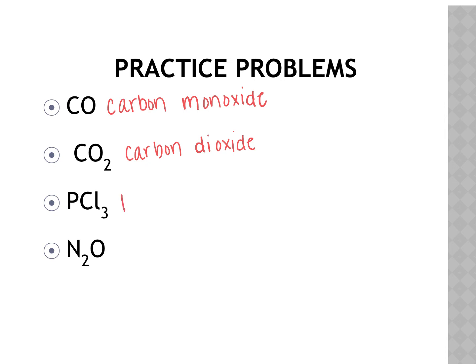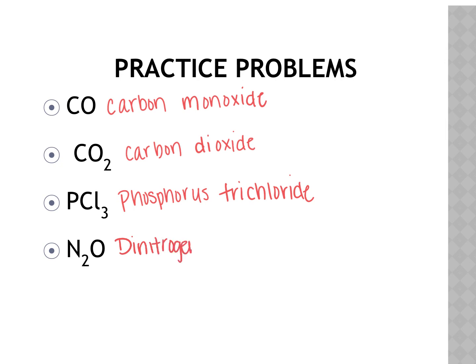Next we have PCl3. P is phosphorus, and then there's 3 chlorines. So the prefix for 3 is tri, and it becomes chloride. And last we have N2O. N is nitrogen. There are 2 of them, so if you have a subscript of more than 1, we do use the prefix. So it's dinitrogen. And even if that second element is single, we use mono. So it becomes dinitrogen monoxide.